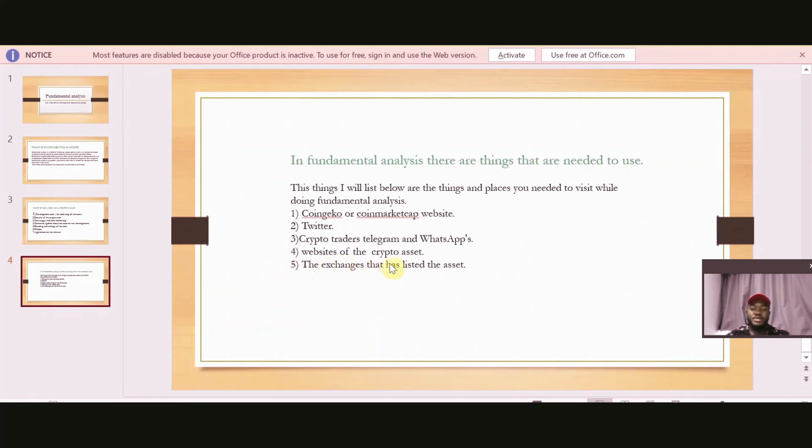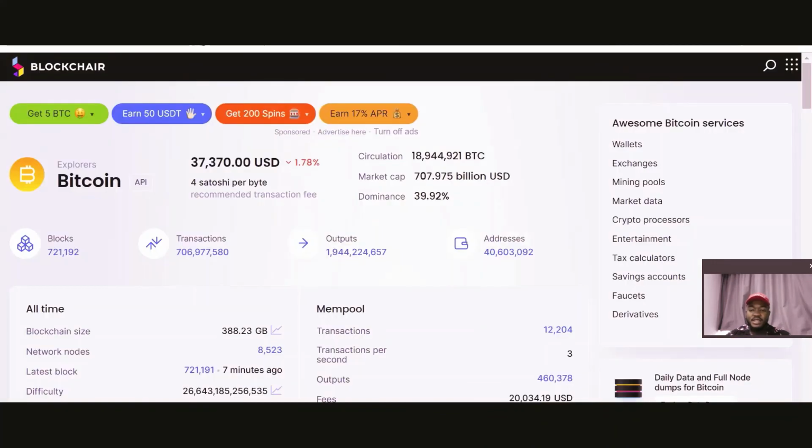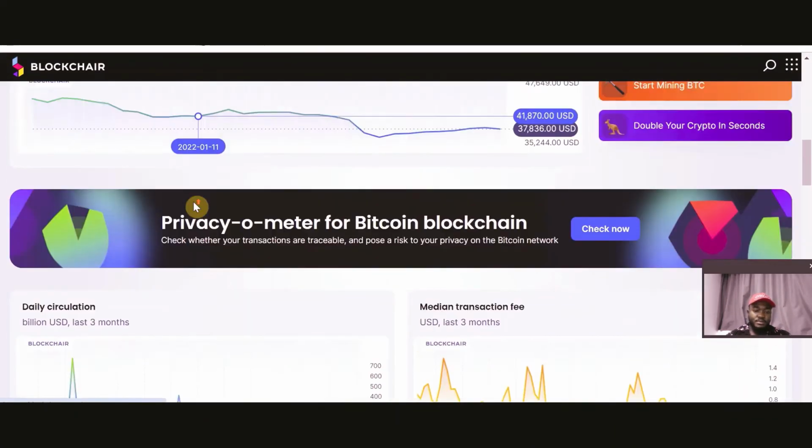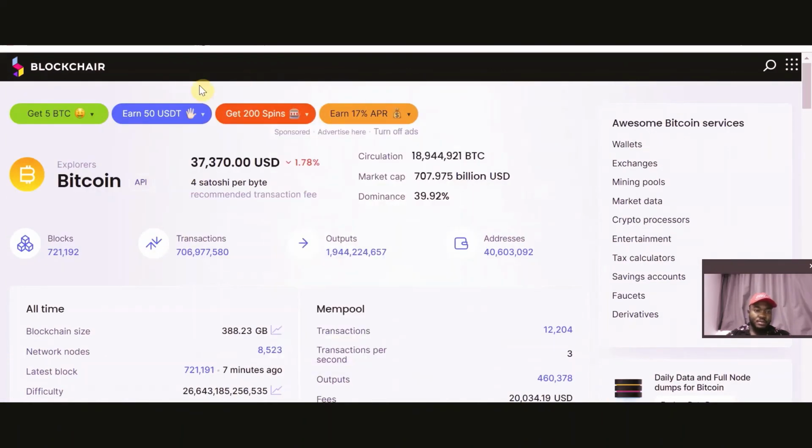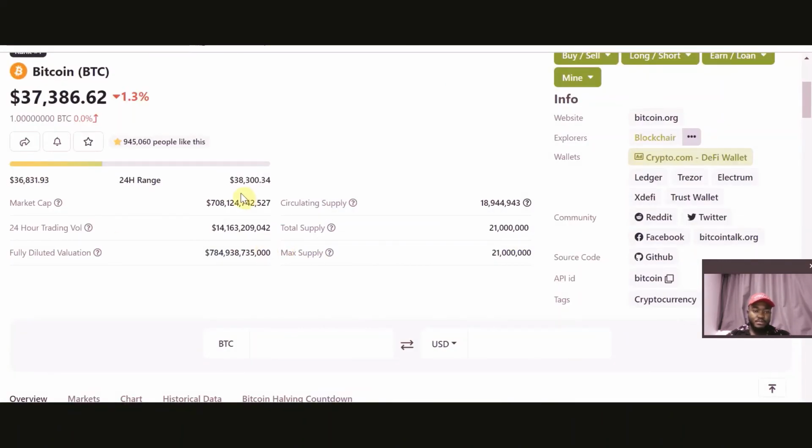Also, the website of the crypto asset. I have shown you before the website of the crypto asset, the Bitcoin. You follow the website before you invest. You have to go and check any coin. You have to check their website to know what they have there, and also the exchanges that have listed the token before. For you to know the exchanges that have listed any token before, what you will do is just like now we check on Bitcoin.